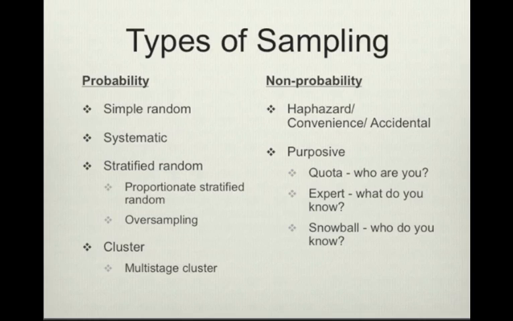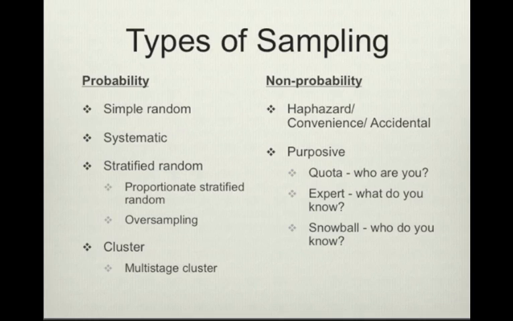You can also have proportionate stratified random sampling. Proportionate stratified random sampling is more like if you want to ensure that your groups are represented in your sample the same way that they're represented in the population. So if you have at Georgia State 30% freshmen, you would want 30% of your sample to be freshmen. So you would tailor the numbers.